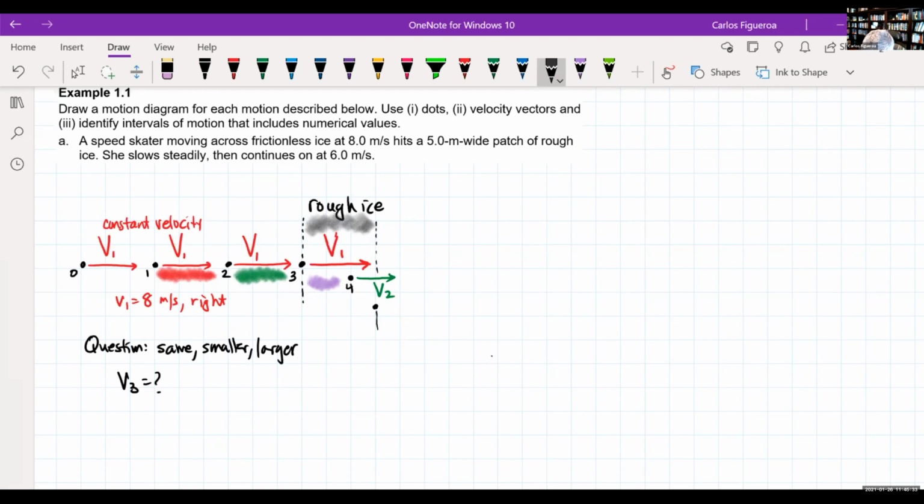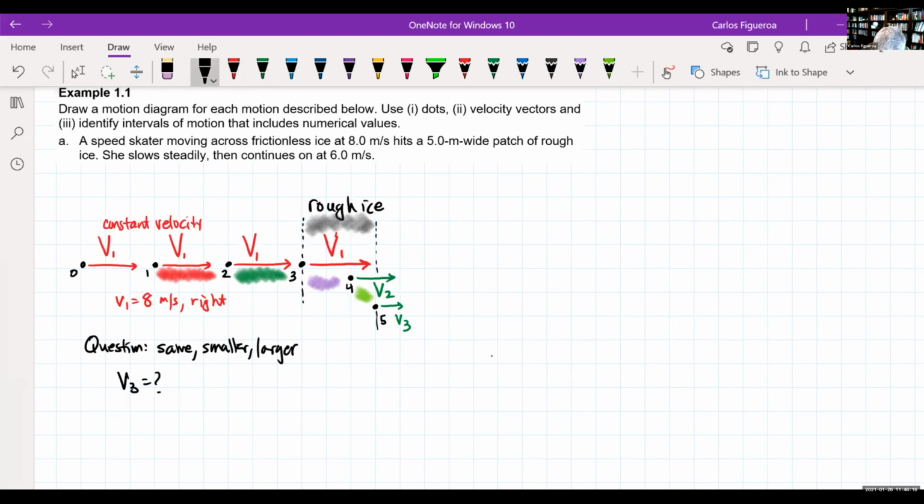Okay, so now let me ask you this question. So at point 5, is the speed smaller? Well, we know it has to be smaller because we look at the interval right here. We see this interval, and this interval tells me that it's smaller. So we know that the speed here has to now be what? Even smaller. So now what you're seeing here is that now, according to the question, I'm now moving at what? A steady 6 meters per second.